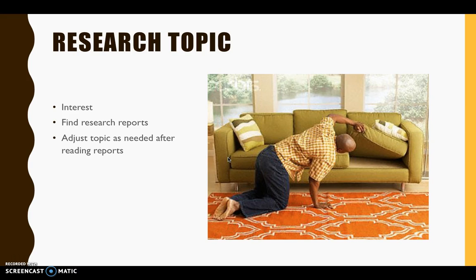So you might go in that direction, adjusting your topic as needed after reading reports, because it does have to be a topic that you can find multiple research reports about and be able to summarize and present those to the reader in your literature review. So that's just something to be aware of: finding something within your interest area, but also adjusting based on what you find within that area as you start to read.